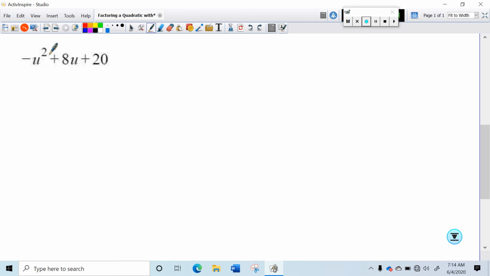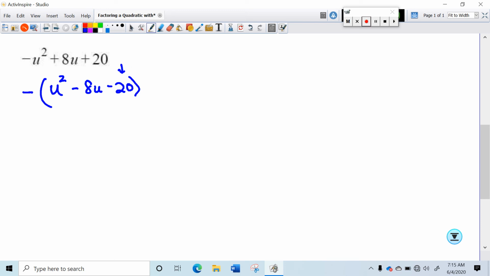Okay, you don't want your square term to be negative, so take it out. Change all the signs. Negative u squared, a negative changes to positive u squared. Positive 8u changes to negative 8u. Positive 20 changes to negative 20.